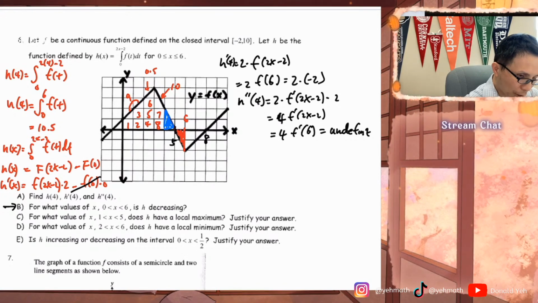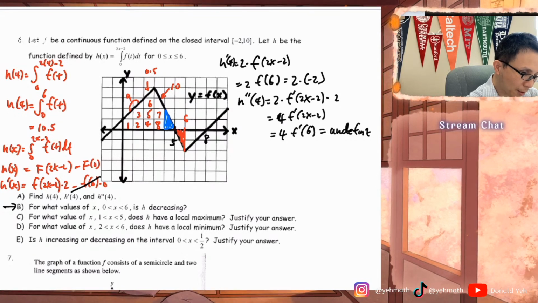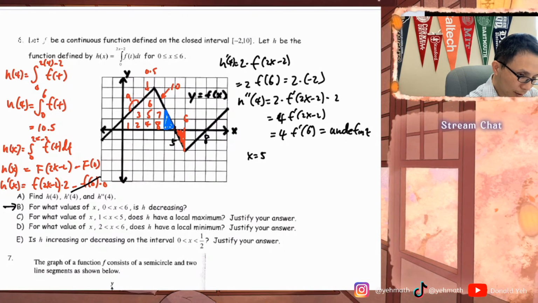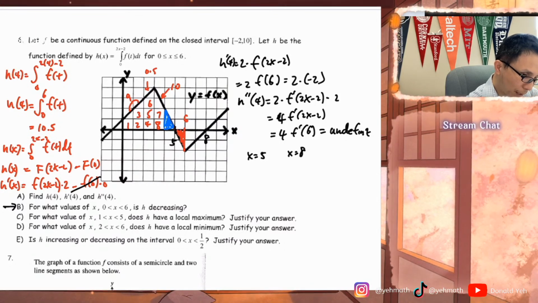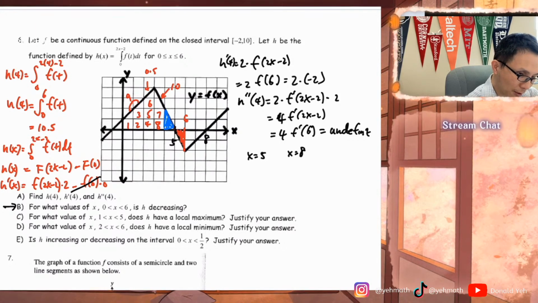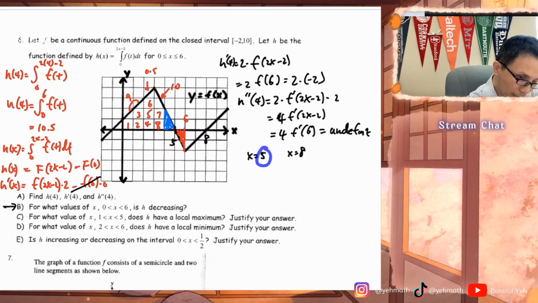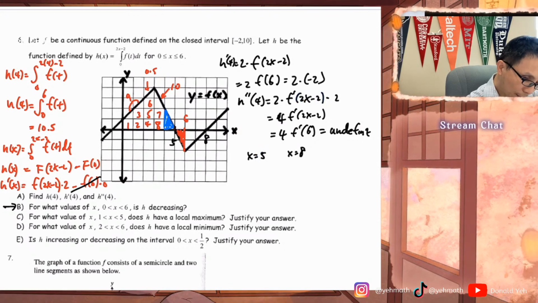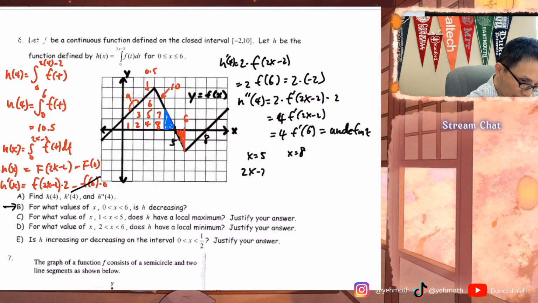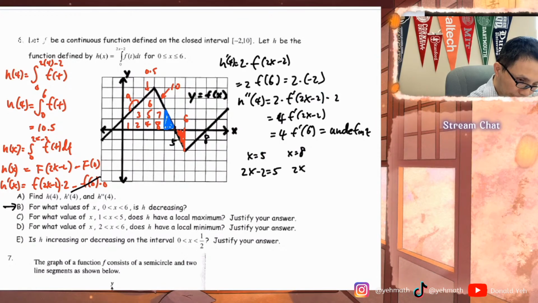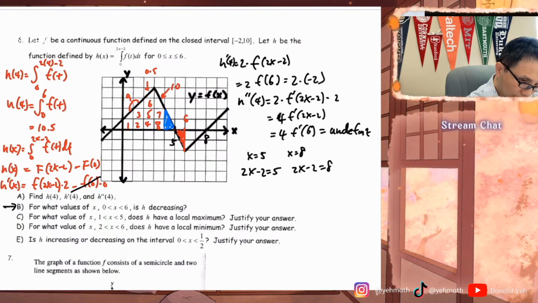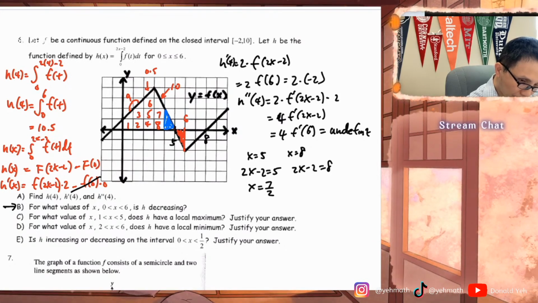Now, for what value is h decreasing? Decreasing is between x equal to 5 and x equal to 8, but that's for the f of x function. So that's only if this part is equal to 5. Therefore, you have to evaluate for that. So x equal to 7 over 2 and x equal to 5.